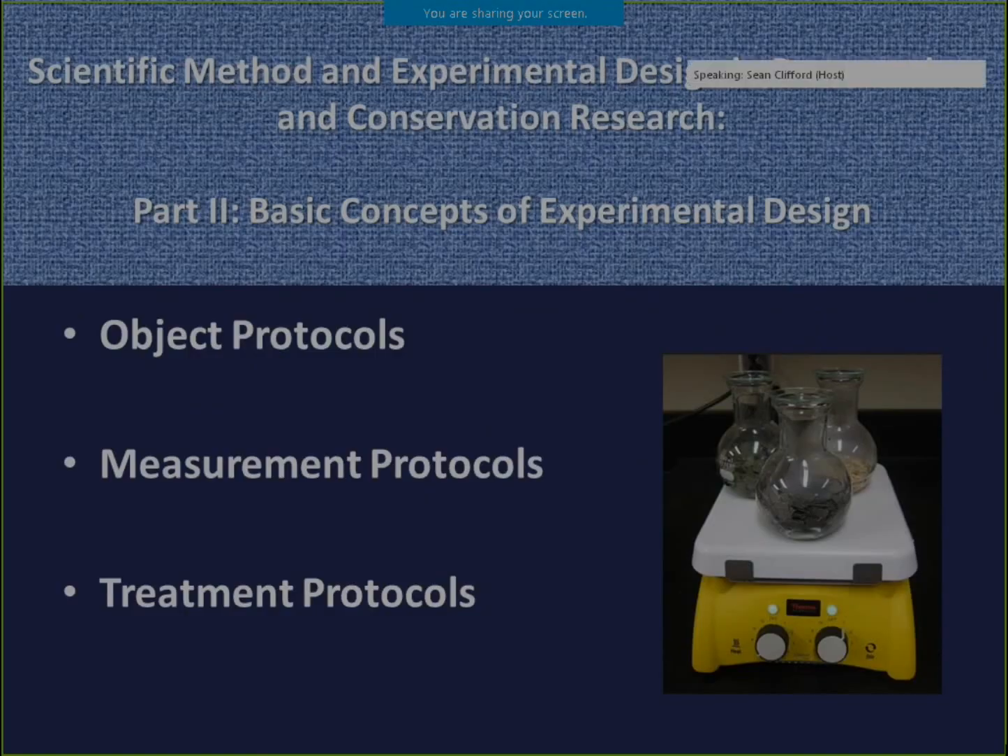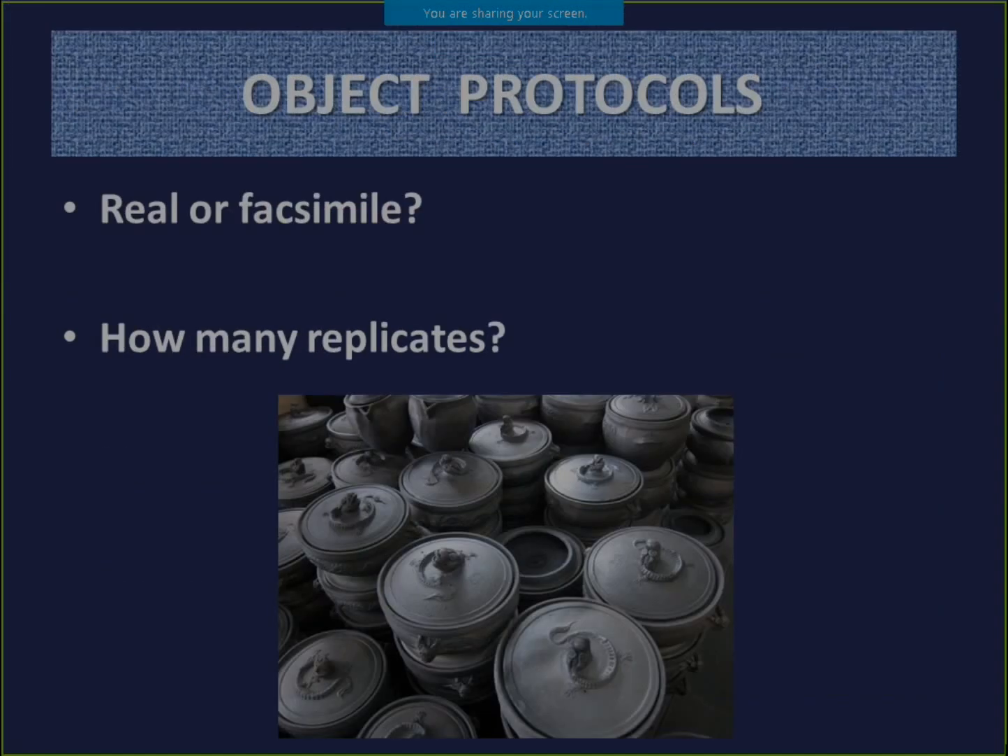There are three divisions where decisions have to be made within the design of experiments, and therefore these mark the major aspects or steps of an experimental design: your object protocols, measurement protocols, and treatment protocols. So we'll be discussing each of these in turn. For object protocols, the major decisions to be made include whether to use real objects or facsimiles, and how many replicates to test.